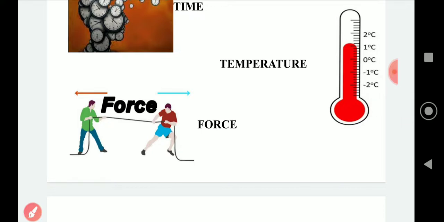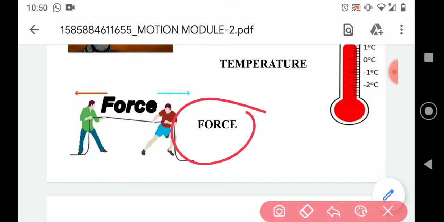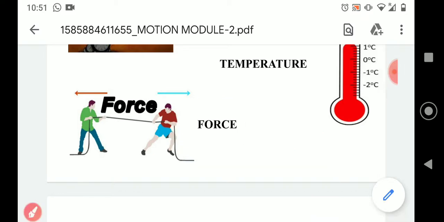Let's discuss force. What is the basic definition of force? It is either push or pull. So push or pull itself has direction. So what is force? It is a vector quantity. So I think you have been cleared about scalar quantities and vector quantities.